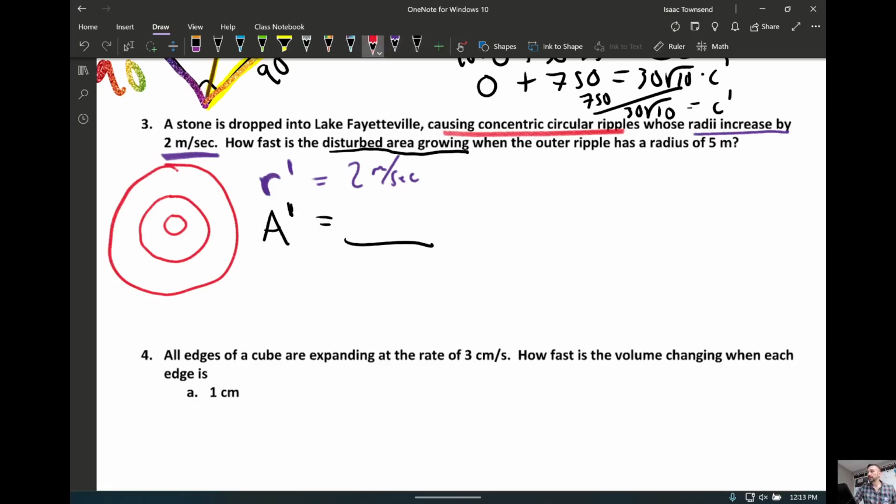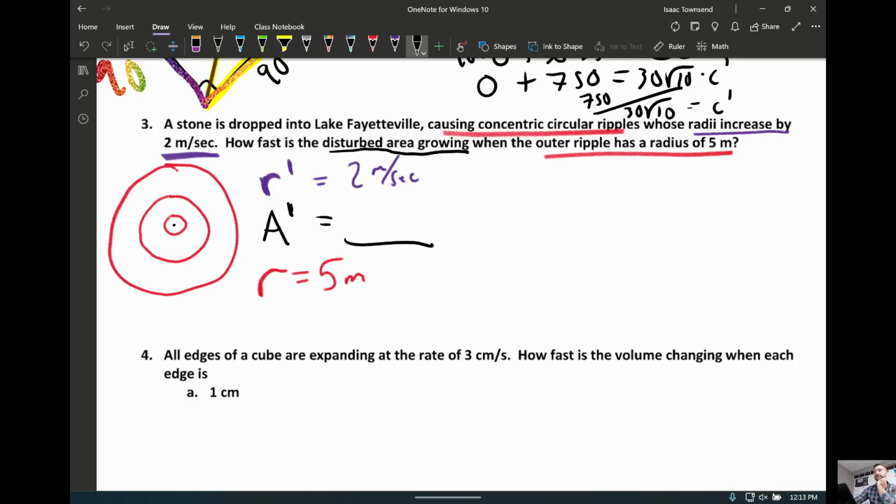Specifically, when the outer ripple has a radius of 5 meters. So notice one time they told us the rate of the radius, and another time they're telling us how big the radius is. We have to know the snapshot in time, because this area changes depending on what time you're looking at. Okay, so we've got an idea of what the picture looks like. We've got a few of the variables. We have to think of a geometry formula that's going to tie all of this together.